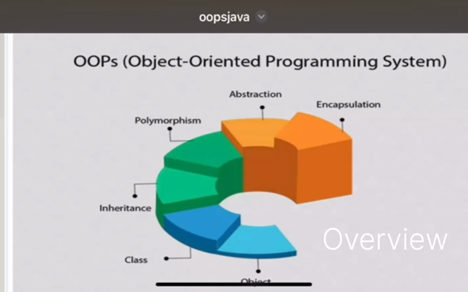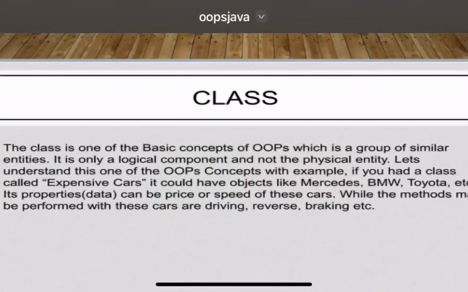We will start with the basics of classes and objects, followed by concepts like inheritance, abstraction, and encapsulation. Each of these concepts builds on the others, creating a framework for structuring your code. Let's start with the classes.